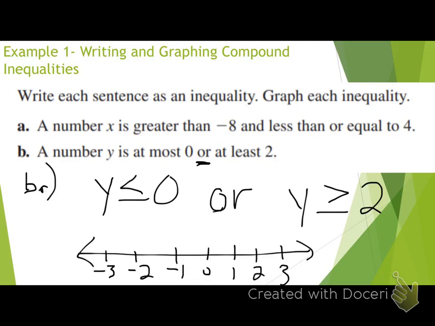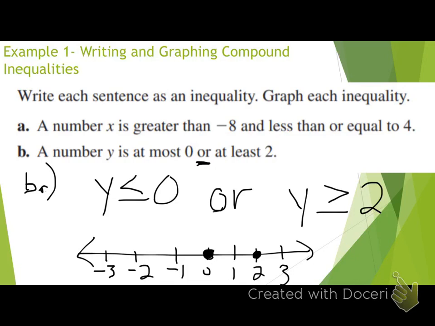Still want you to have at least 5 numbers on your graph when you're graphing. What number would my first circle go on? 0. Is it open or closed? Closed. It's a closed circle on 0. It's got that line underneath that inequality symbol. What number is my second circle going to go on? 2, because that's the number that's a part of my second inequality. Is it going to be open or closed? Closed.